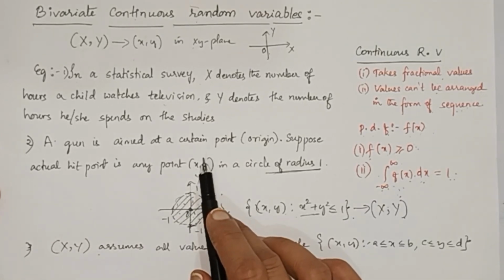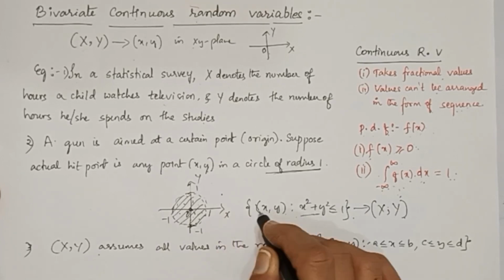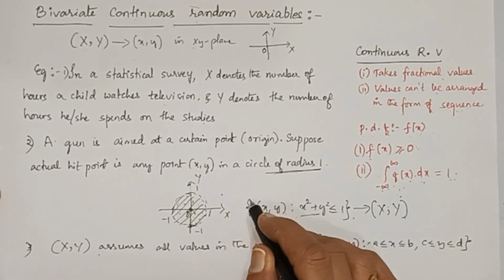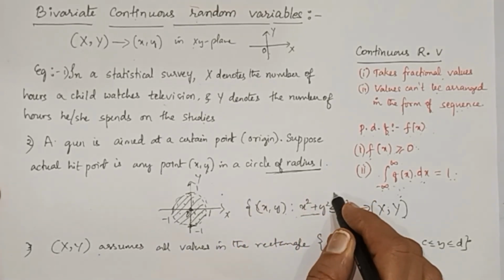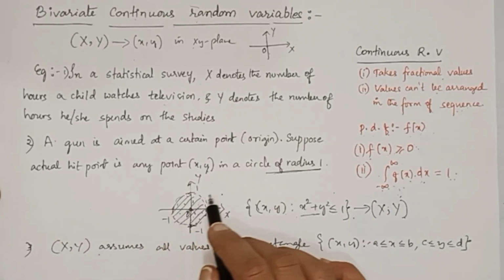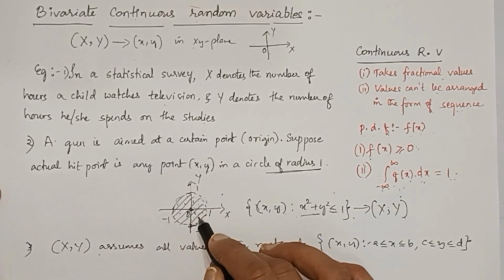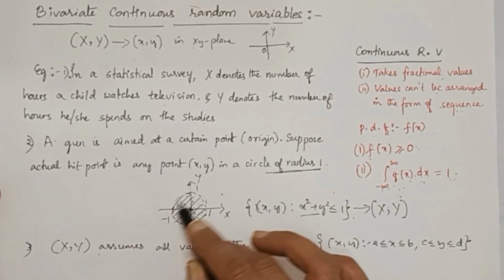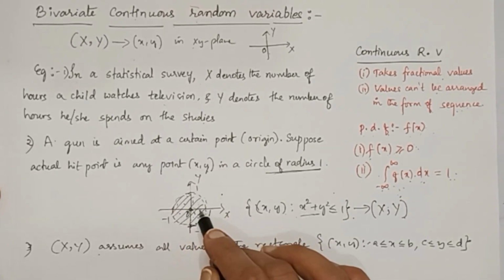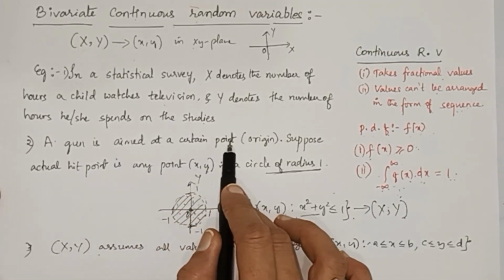In the case of discrete variables, you won't get a region because you don't have continuity there. They take only whole numbers. You have to jump from one point to another point. Whereas in the continuous case, as it takes all values, you will get a region or area. This is the area of a circle. Within this circle, you will get a hit point when a gun is aimed at a certain point.